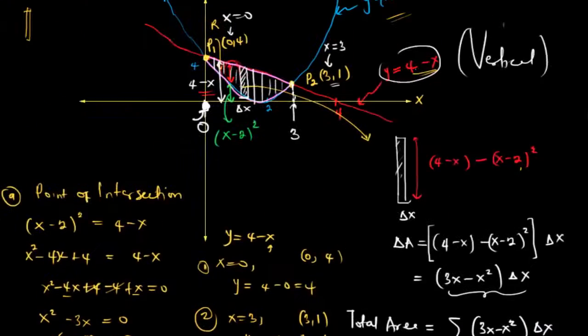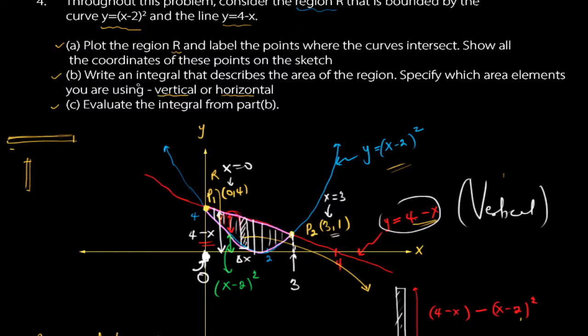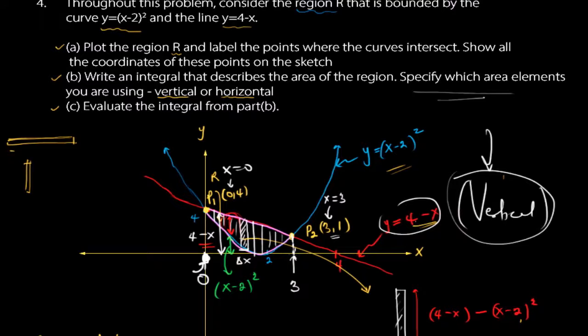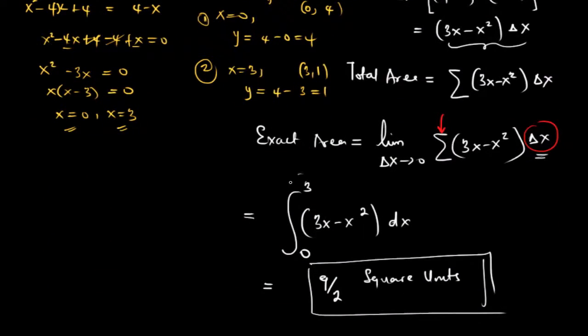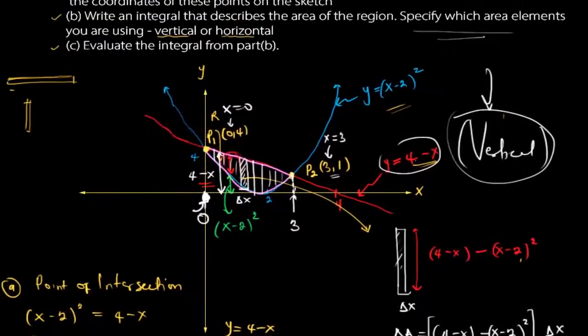I've actually combined the two questions here. It says write an integral that describes the area of the region and specify which area elements you're using. So we are using the vertical slice, and the integral that represents the area is what you have here, and it says evaluate it. So this is the evaluation, 9 over 2 square units. So that's basically how the problem is solved.